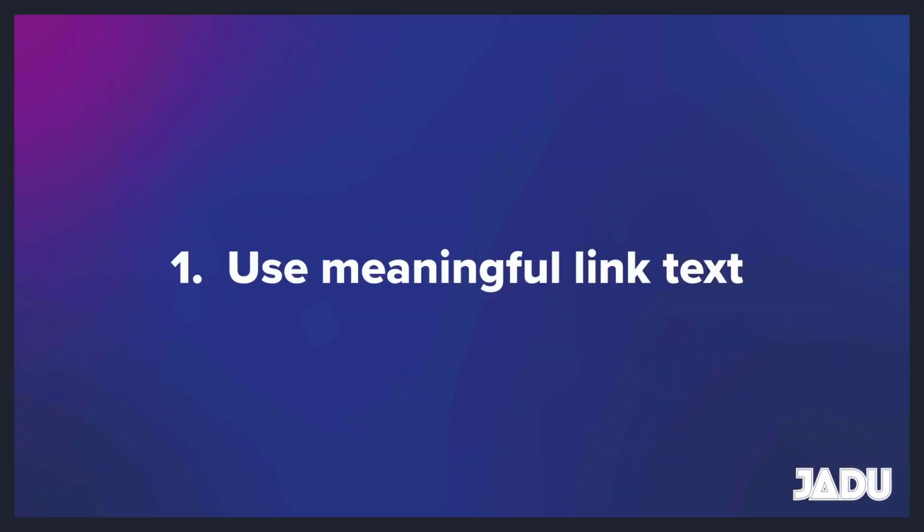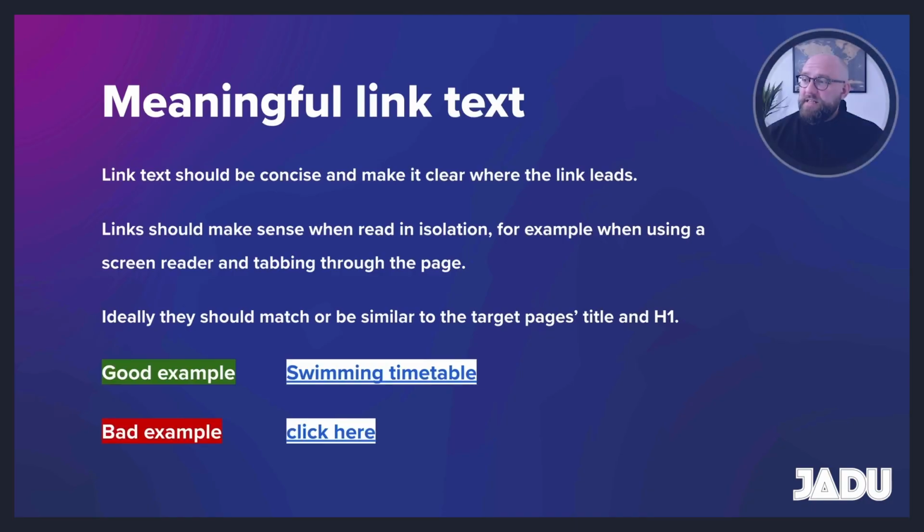Number 1. Use meaningful link text. Link text should be concise and make it clear where the link leads. Links should make sense when read in isolation. For example, when using a screen reader and tabbing through the page, or when listing all of the links on the page. Ideally, they should match or be similar to the target page's title, what's displayed in the browser window, or the page's H1, the heading level 1. A good example of meaningful link text would be swimming timetable, as it's clear where the link would lead. A bad example would be click here, as it's unclear where the link would lead.